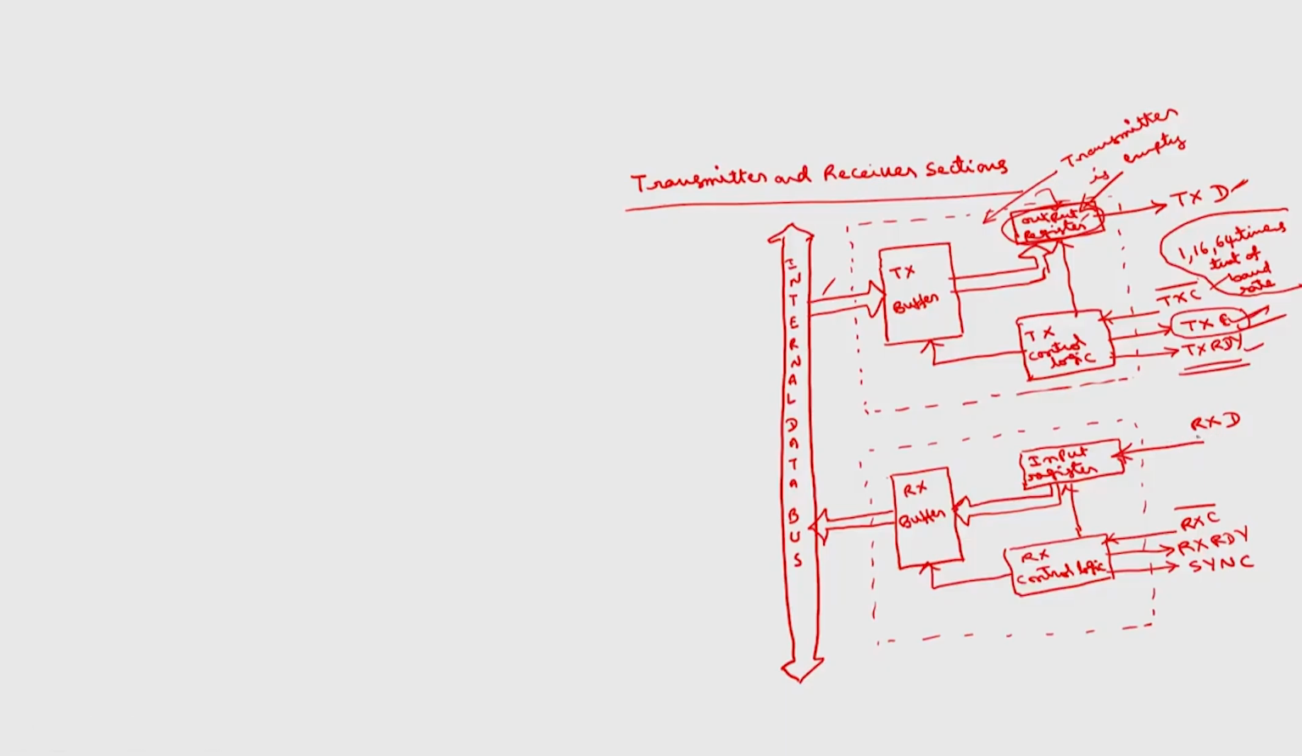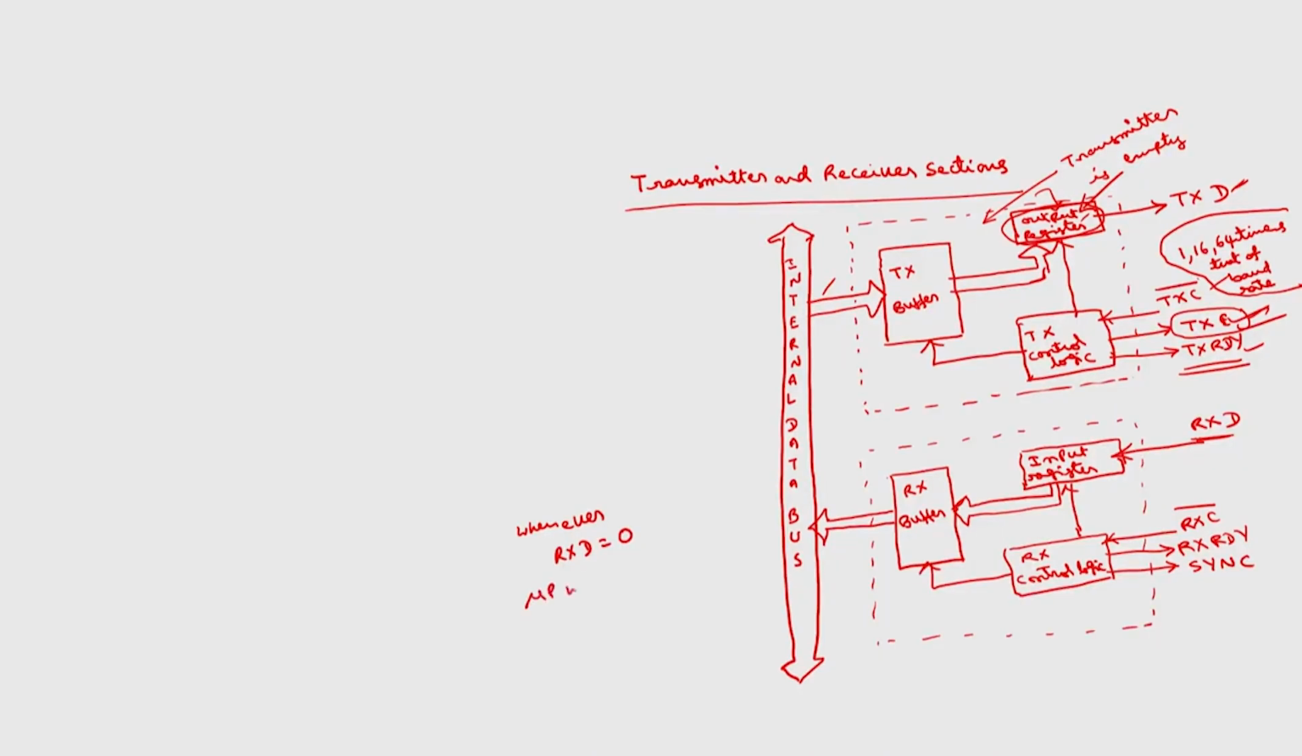And similarly here, receive ready. What happens is the microprocessor will check this receive data. Whenever receive data is 0, because the start pulse is normally 0, then the microprocessor will wait for half a clock cycle. Again it will check the RXD signal.